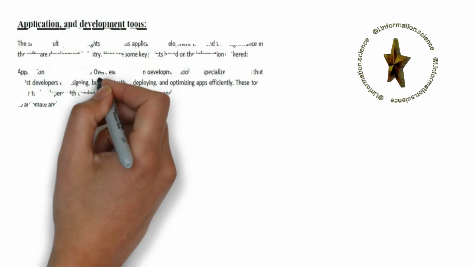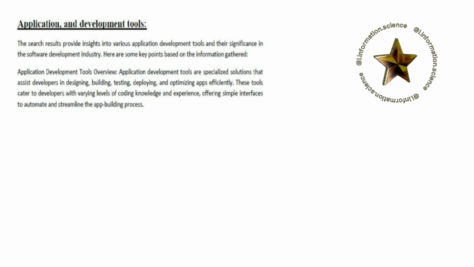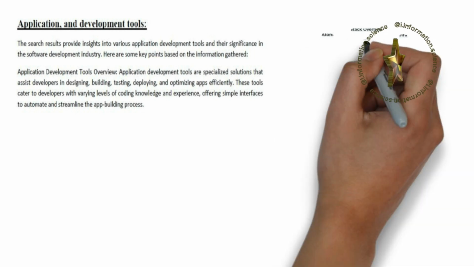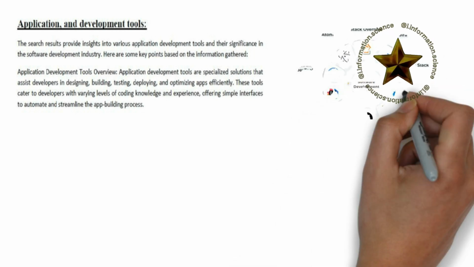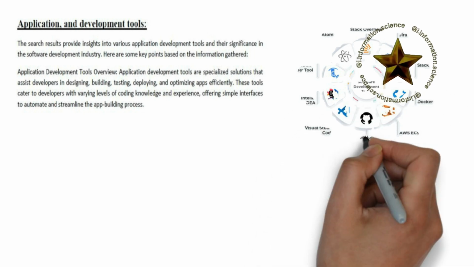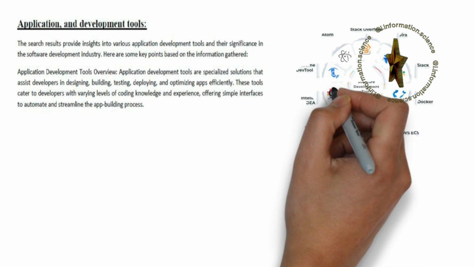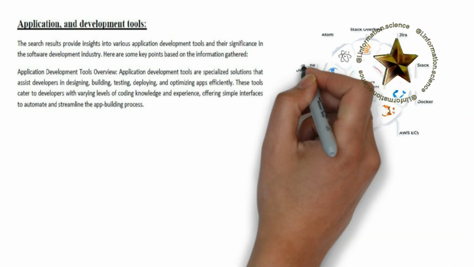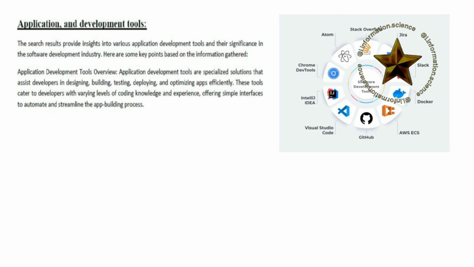Application and development tools. The search results provide insights into various application development tools and their significance in the software development industry. Here are some key points based on the information gathered. Application development tools overview. Application development tools are specialized solutions that assist developers in designing, building, testing, deploying, and optimizing apps efficiently. These tools cater to developers with varying levels of coding knowledge and experience, offering simple interfaces to automate and streamline the app building process.